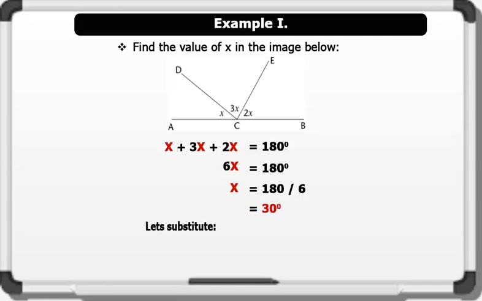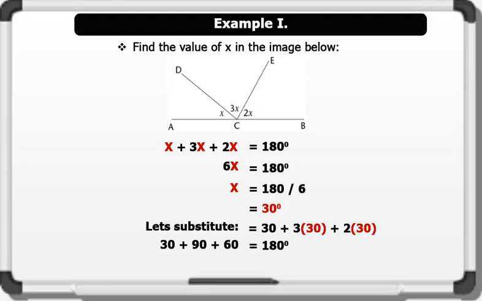Now, let's substitute X with 30 degrees. 30 plus 3 times 30 plus 2 times 30, which is 30 plus 90 plus 60. This gives us 180 degrees. That's brilliant.